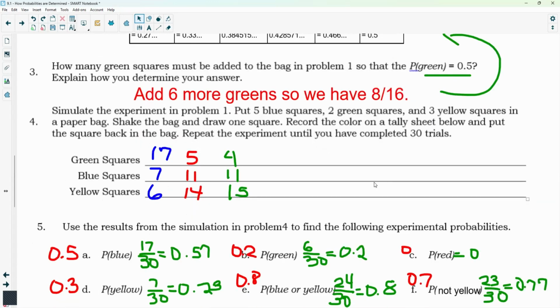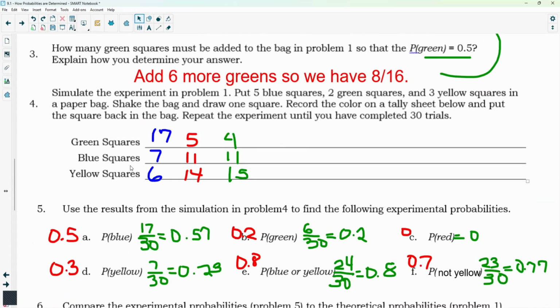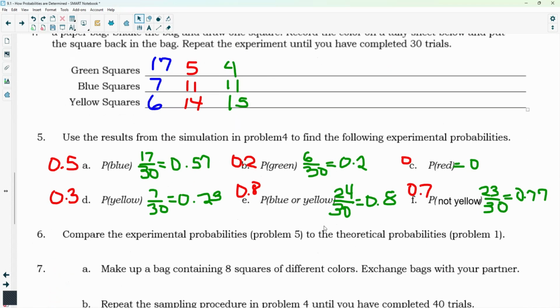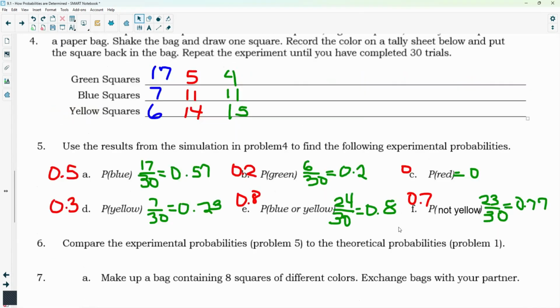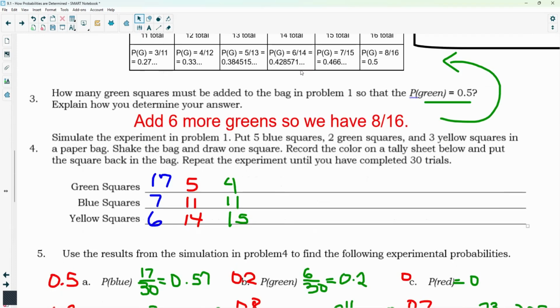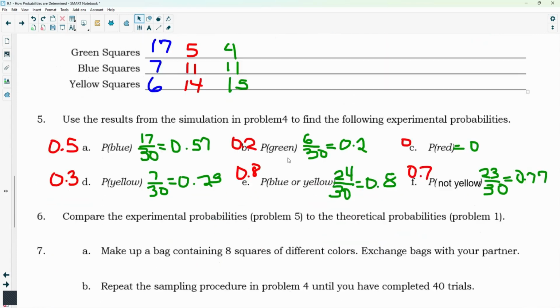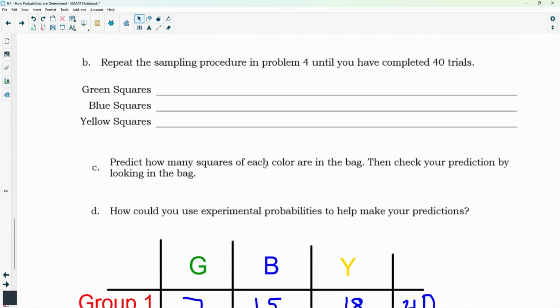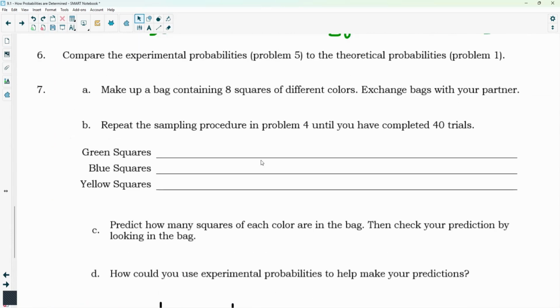Okay. Then this other activity is a simulation. You put the squares inside and then you actually do the experiment 30 times. You want to see if you get the same probabilities as the theoretical probability, right? Because these are theoretical probabilities right here. And you want to find, if we actually do the experiment, how close would it be? Of course, all this may change because these are experimental probabilities, so it's all going to depend on yours.